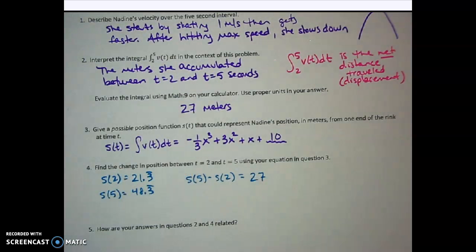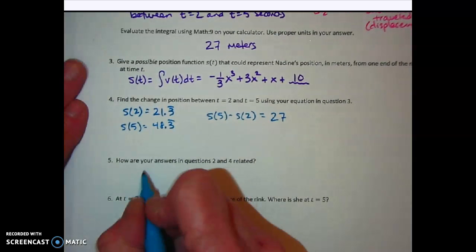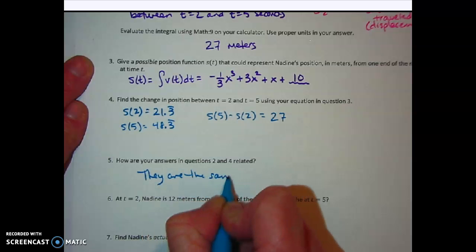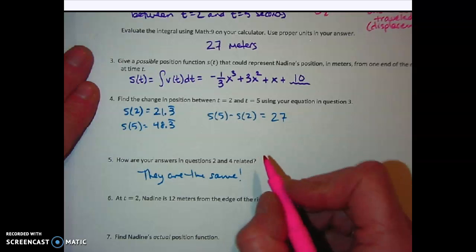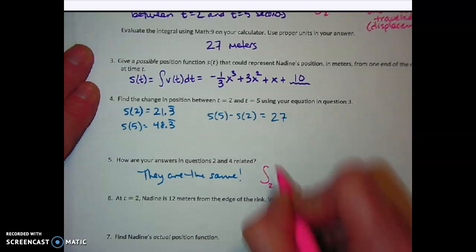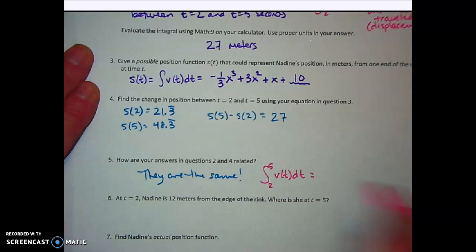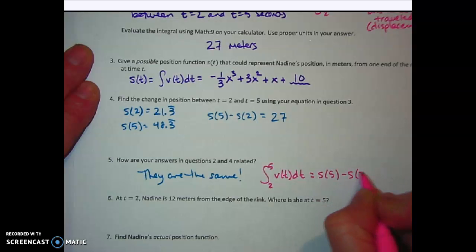And how are your answers in questions 2 and 4 related? They are the same. So what does that tell us? That tells us when we found the integral from 2 to 5 of v of t dt, how did we do that? We took s of 5 minus s of 2.